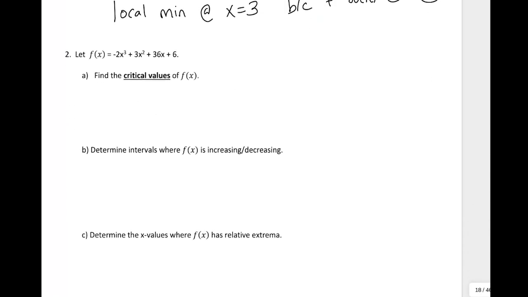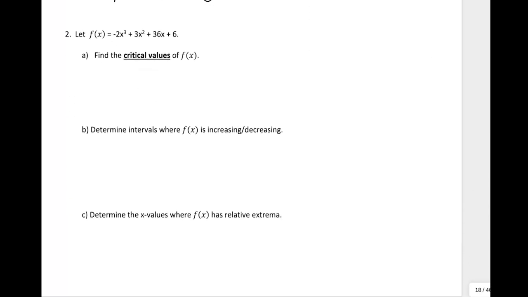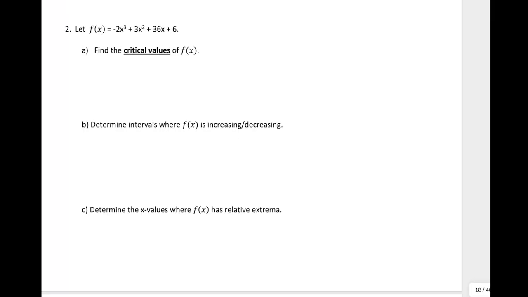Okay, so here's another one, another polynomial function. So first things first, we need to find our critical values. We'll use the critical values to construct the sign chart. We'll use the derivative to basically fill in that sign chart, and then based on where the derivative is positive or negative, we can answer the rest of the questions. So let's start with that derivative.